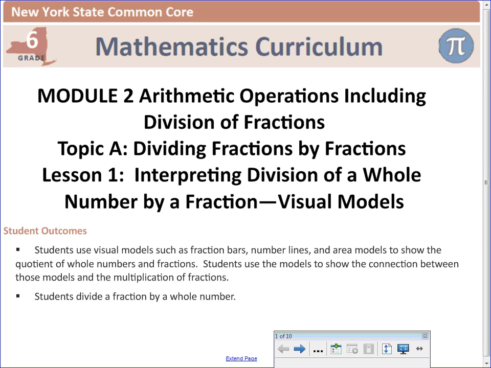So today let's start with Lesson 1, Interpreting Division of a Whole Number by a Fraction using visual models. The whole purpose is for you to understand what it means. We're not just going to do a bunch of steps so you know how to get the answer. We're going to see what it all means when we're dividing fractions.